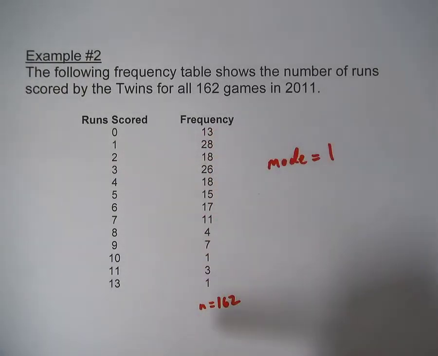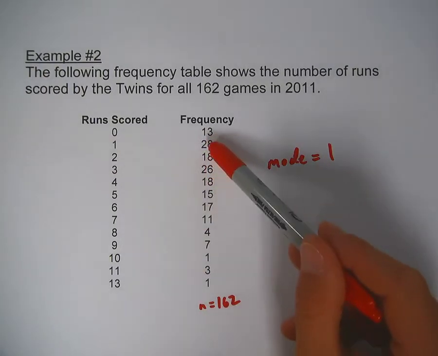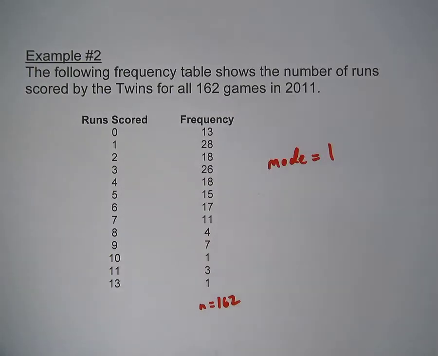Again, you can have multiple modes if you're looking at a frequency table also. So let's say that this was also 28, then my mode would be both 1 and 3. Okay, so that's kind of how to determine the mode using a frequency table.